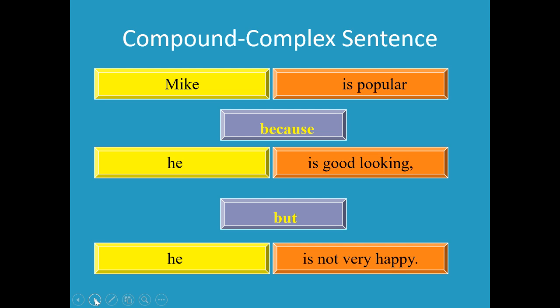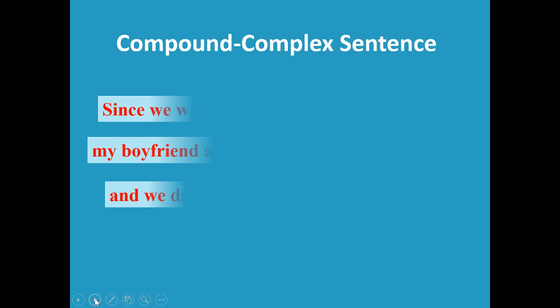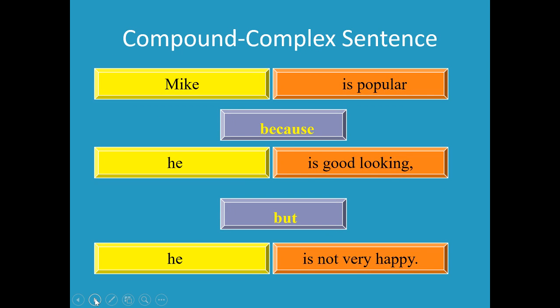Here's another example. Mike is popular because he is good looking, but he is not very happy. Here in this sentence, there are two conjunctions used, because and but, to link the three parts of this sentence.